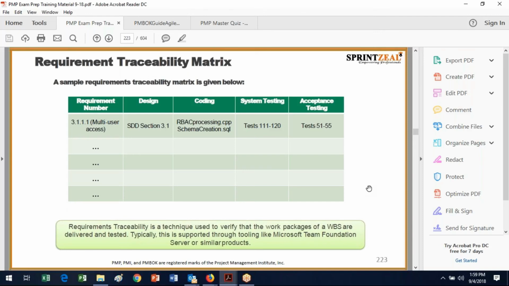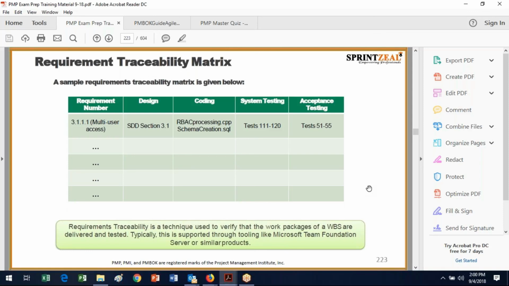Okay, so here's an example of a requirements traceability matrix where you have the requirement number, and then you have the design section, and then you have the coding information. These are the actual files where the code exists. And then in terms of testing, these are the tests that will be carried out. And then in terms of acceptance testing, these are the acceptance tests.